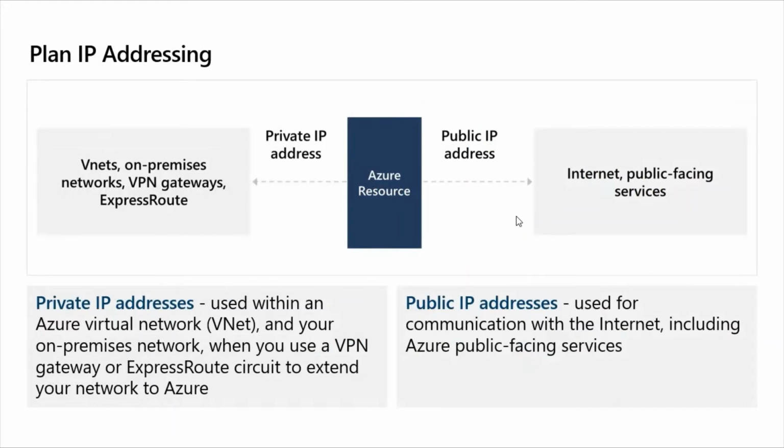So, planning the IP address. VNets, on-premises network, VPN gateways, ExpressRoute. Private IPs are used within an Azure virtual network and your on-premises network. If you want to connect your on-prem to Azure, then you have to plan your private IP addresses. If you want to host your application over the internet, then you need a public IP to access your web application. For example, I have a server in Azure. If I want to connect over the internet, in that case you need a public IP address.